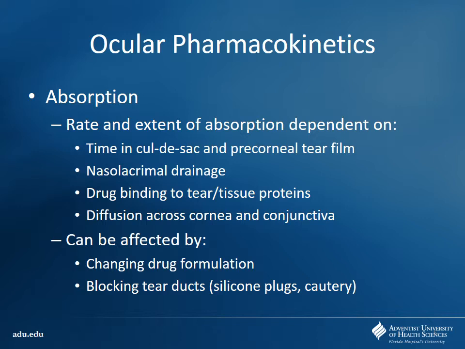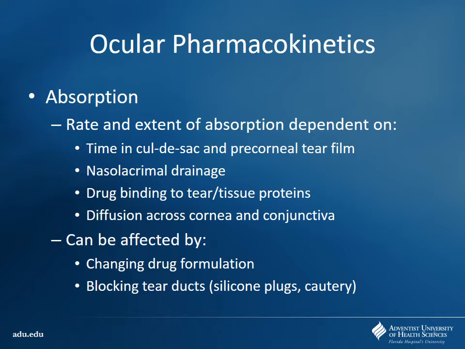So looking at the pharmacokinetics of ocularly applied medication. Again, rate and extent of absorption is going to depend on a number of different things. One, the time in the cul-de-sac, so the time the drug's actually in contact with the eye, and also the precorneal tear film. Looking at nasolacrimal drainage, the faster stuff drains out, the less contact time with the eye, the less absorption. We'll look at the drug binding to tear and tissue proteins. If drugs are binding to the tear and tissue proteins, they're going to stick around for longer. So that'd be a good thing.